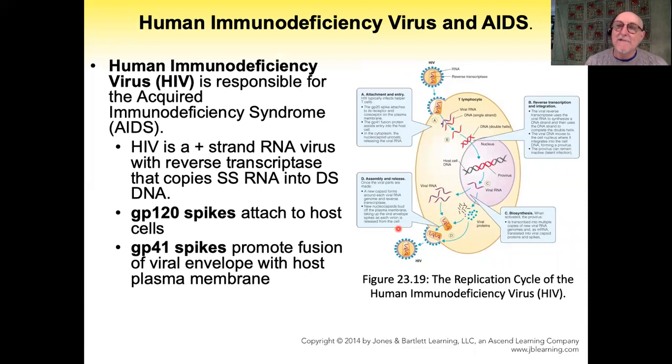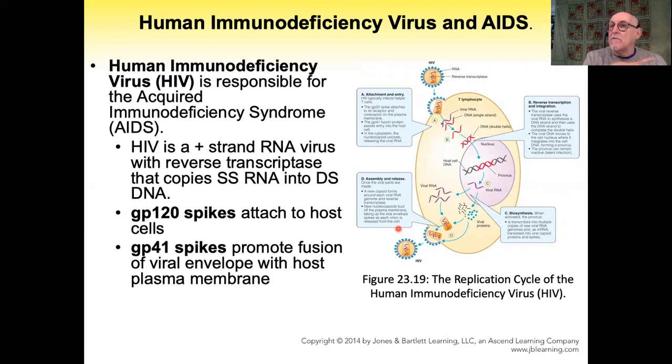But it behaves in a very strange way. You'll remember that the RNA viruses had all of these strategies for getting their genome up and running in the host cell. Well, HIV has a particularly strange way of doing that, and that is that it converts its RNA strand, which is a positive RNA strand, to DNA.